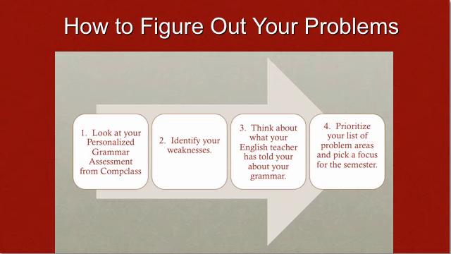How do you do that? Comp Class and the Writing Center and your English teacher are the best sources of help. You can begin by looking at your personalized grammar assessment and corresponding study plan with Comp Class. Prioritize your weaknesses, focusing first on the major errors, like fragments, run-ons, verb errors, agreement errors, and mixed constructions, before you work on lesser errors, like spelling and punctuation.